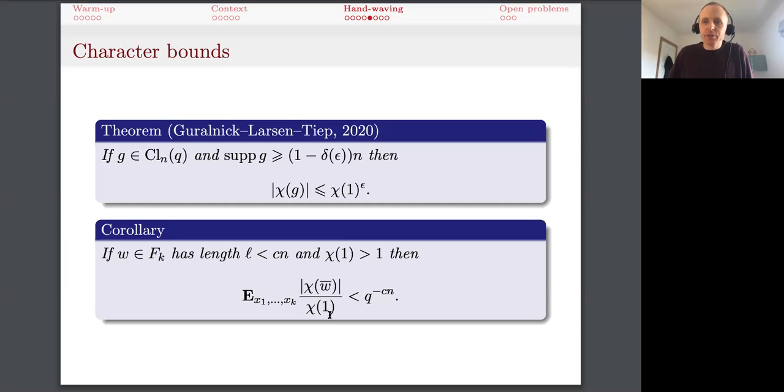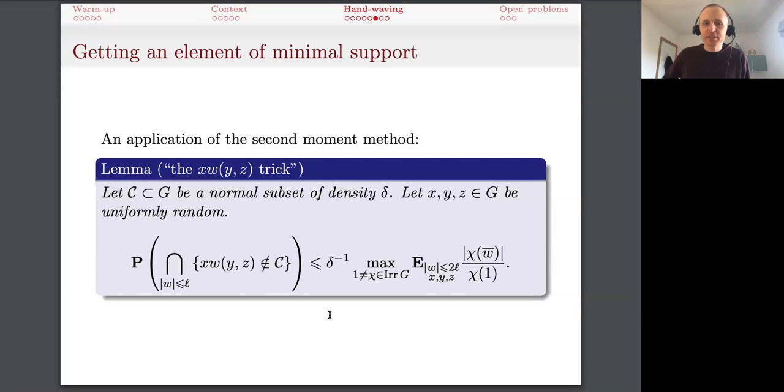Okay, so why is that good? The next thing I need to explain is, let me just remind you why that's good. It's good because I have the support of my random walk, and I know all the character values are small, and so I expect that random walk to look equidistributed. I expect it to hit any large normal subset. I'm going to explain the argument that shows that you do hit a large normal subset.